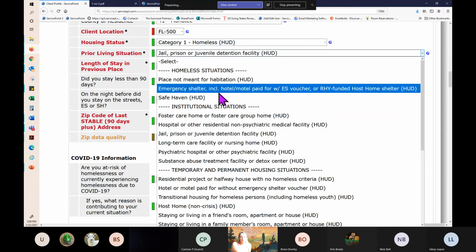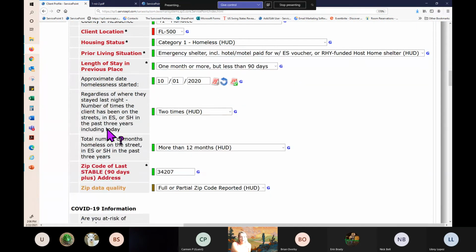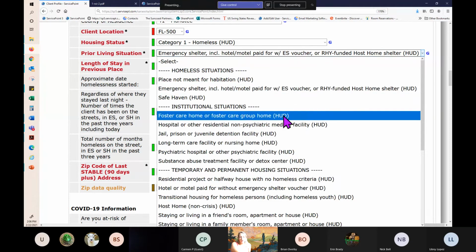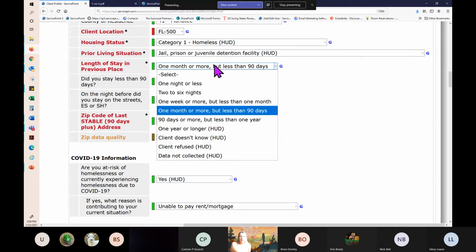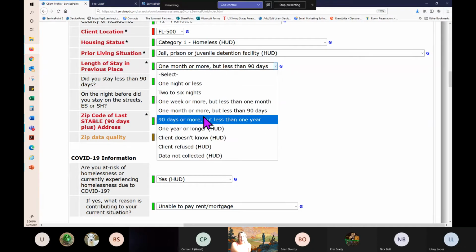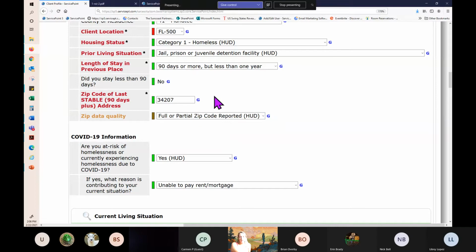So let me switch it back. Right here we have all these questions, right? When we change the response, this is called conditional logic. These questions are dependent on the response above. So let's look, did you stay less than 90 days? This response says yes, because here we said that the client was 1 month or more, but less than 90 days. If I change it to 90 days or more, but less than a year, do you see what happens here?